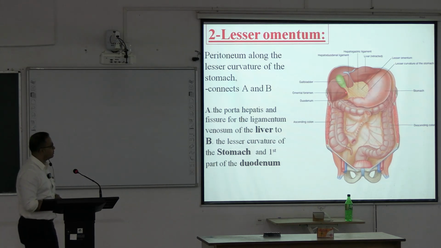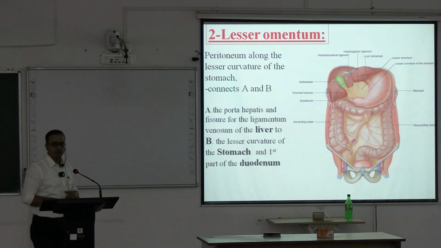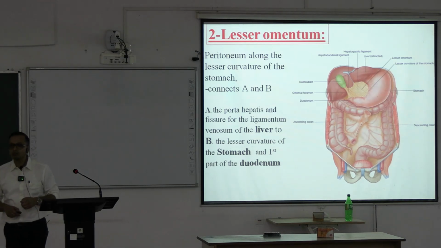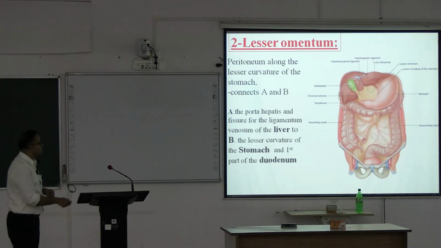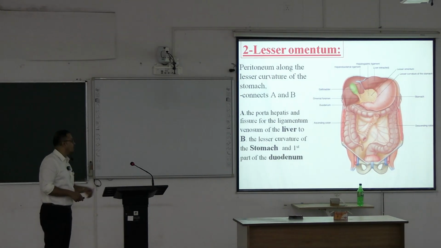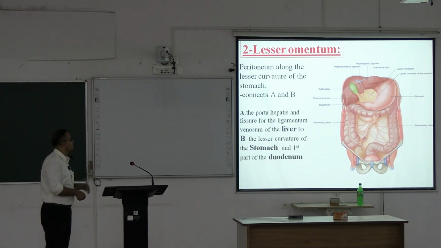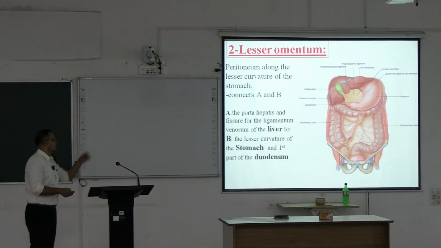This free margin of the lesser omentum gives a kind of tiny slit, so that from the greater sac we can enter through this opening into the lesser sac, which lies behind the stomach. This opening we call the foramen of Winslow, also known as the epiploic foramen. This epiploic foramen will come up again whenever we talk about the lesser sac and greater sac.